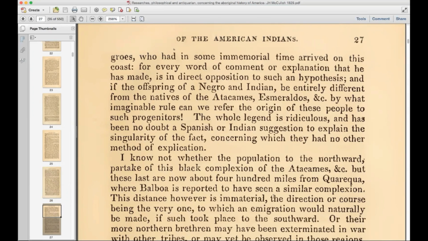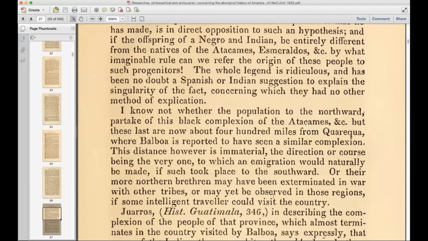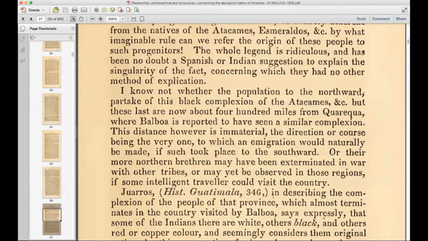Again, this whole story of Negroes from Africa, slaves being shipwrecked, is ridiculous and has been no doubt a Spanish or Indian suggestion to explain the singularity of the fact concerning which they had no other method of explication. All right? They were making up things. I know not whether the population to the northward partake of this black complexion of the Atacames, but these last are now about 400 miles from Quarecua, where Balboa is reported to have seen a similar complexion.